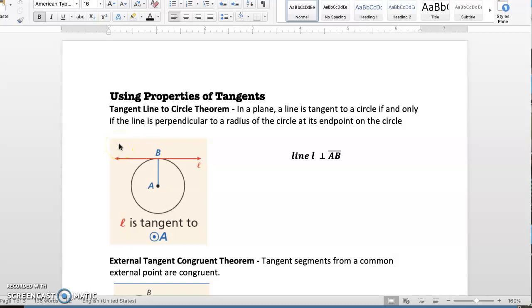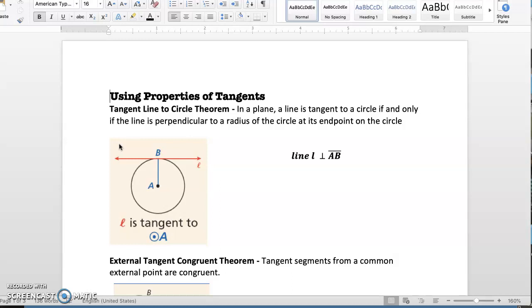So here's the last video that I have on chapter 10, section 1, and this is dealing with using the different properties of tangent segments or lines within a circle. So to start, I wanted to go over just a couple definitions and theorems that we are used to learning, and one of them is the tangent line to circle theorem.